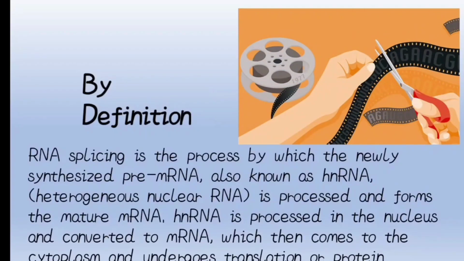By definition, RNA splicing is the process by which the newly synthesized pre-mRNA, also known as heterogeneous nuclear RNA, is processed and forms the mature mRNA. hnRNA is processed in the nucleus and converted to mRNA, which then comes to the cytoplasm and undergoes translation or protein synthesis.